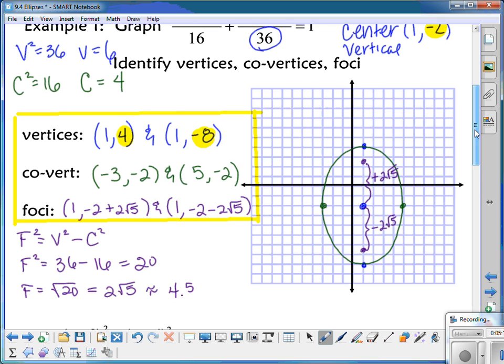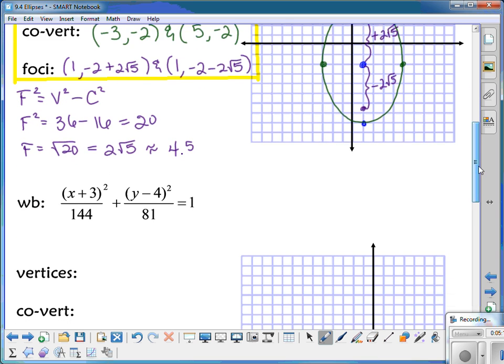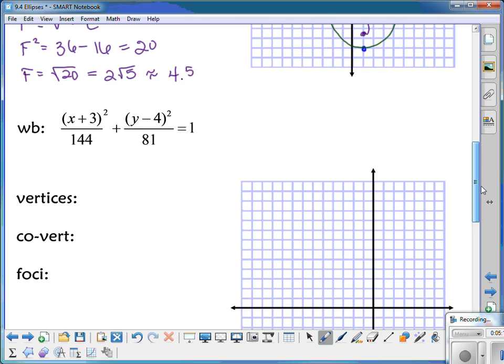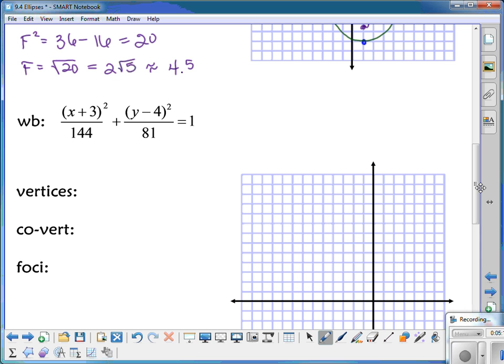All right, so on your whiteboards, here's one for you guys to practice. And it's a little bit big, so if it doesn't totally fit on your whiteboard, that's okay. Or you could make each square worth 2. It's up to you.